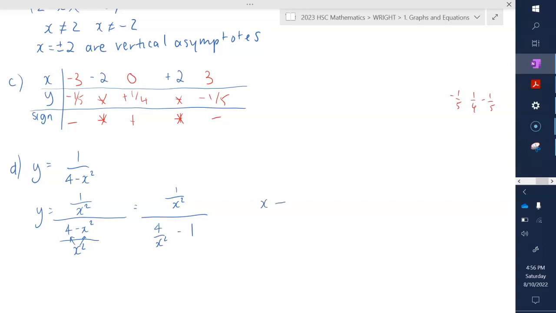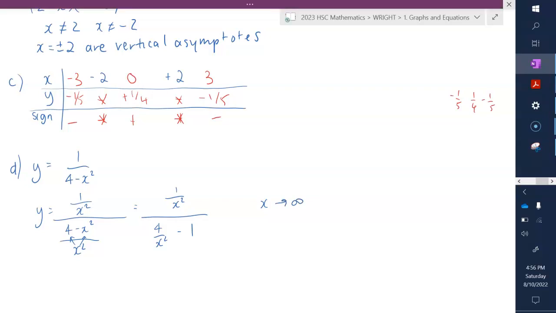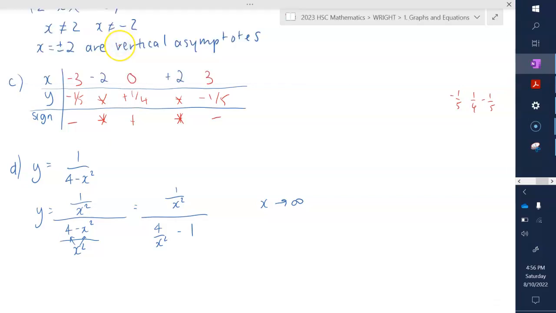We're going to have a look at what happens as x goes to infinity. As x goes to infinity, this top line becomes really, really small, because x squared becomes big and it goes to 0. In our bottom line, the x squared becomes big, so our 4 over x squared becomes close to 0, and we're taking away a 1. So we're basically having a 0 over a minus 1, which is 0. So as x goes to infinity, y goes to 0. So y equals 0 is an asymptote.